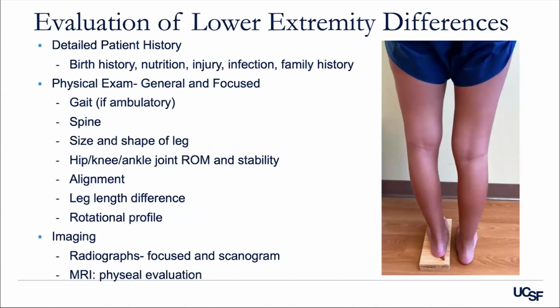And then imaging is obtained, including both focused imaging on the joint or bone that seems to be different, and long limb length X-rays, including a scanogram. MRI, CT, or other three-dimensional imaging may be obtained for physeal evaluation or to look at cartilaginous joints that have not yet formed, or ligaments.